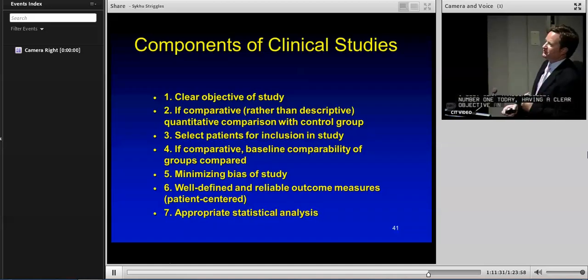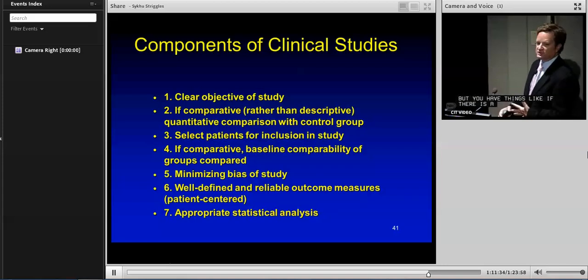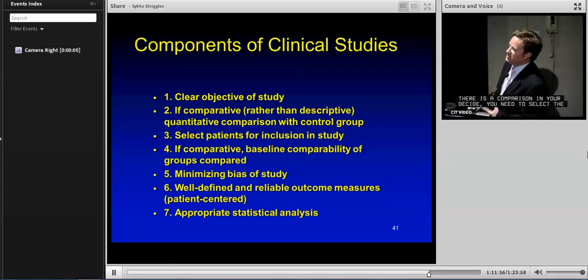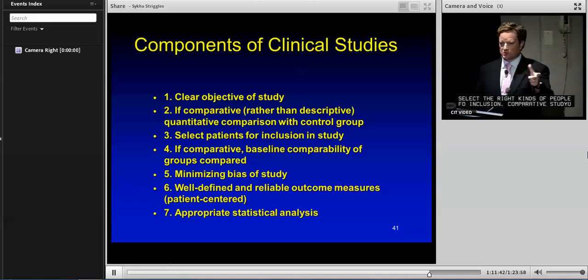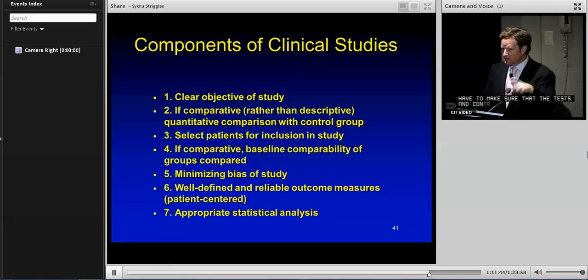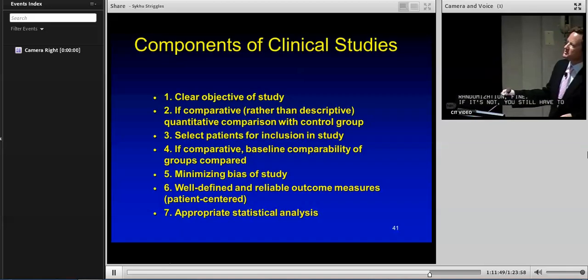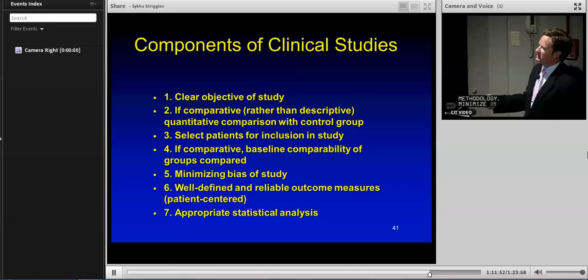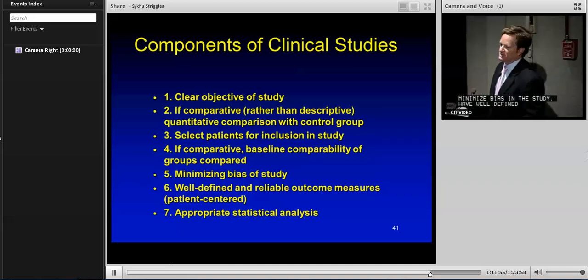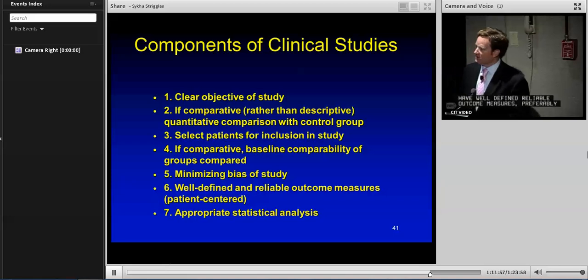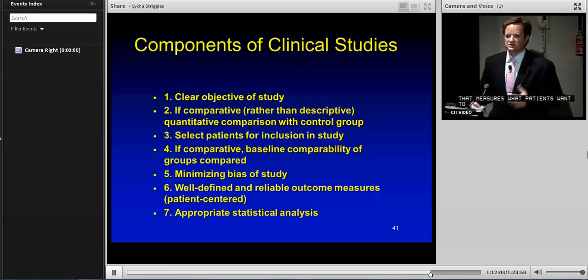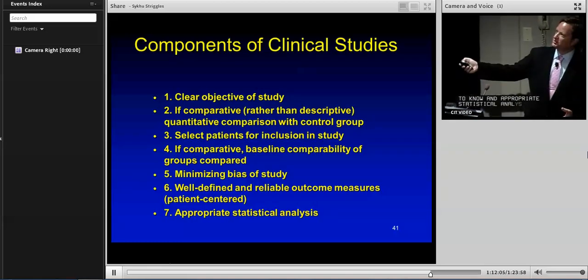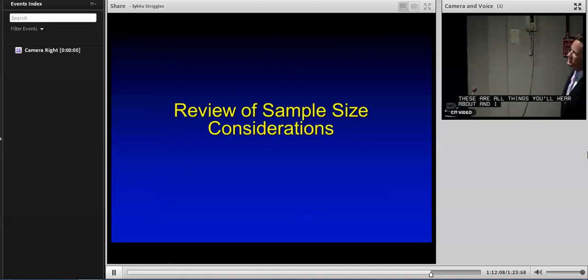But you've got things like, if there's a comparison in your study, you need to select the right control group. You need to select the right kinds of people for inclusion in the study. If it's a comparative study, you've got to make sure that the test and the control group are comparable. If that's through randomization, fine. If it's not through randomization, you still have to do it through some other methodology. You need to minimize bias in the study, have well-defined and reliable outcome measures, and preferably ones that are patient-centered, that measure what patients actually want to know about in their lives, and then appropriate statistical analysis. These are all the things you're going to hear about during this course, and I only did this one today. How are you going to start off with the right question to begin with?